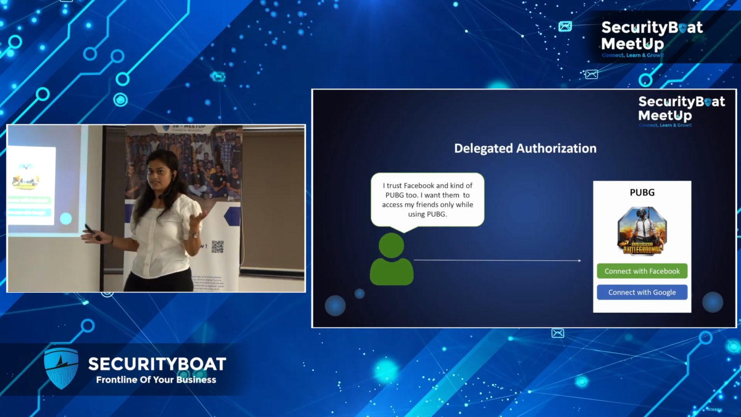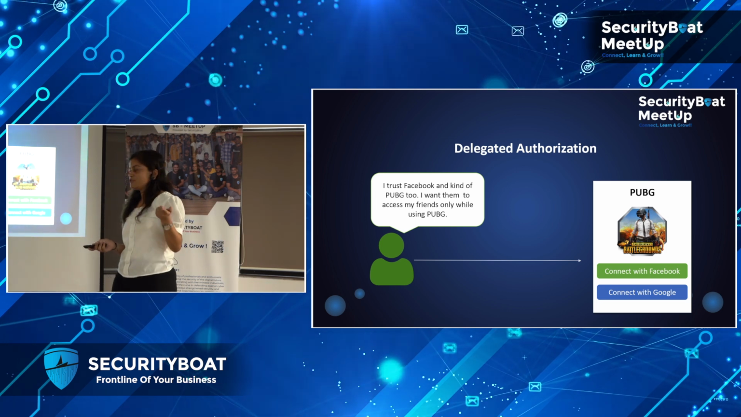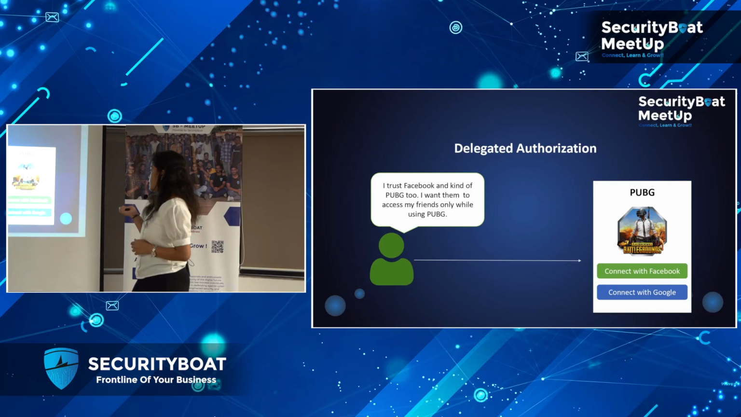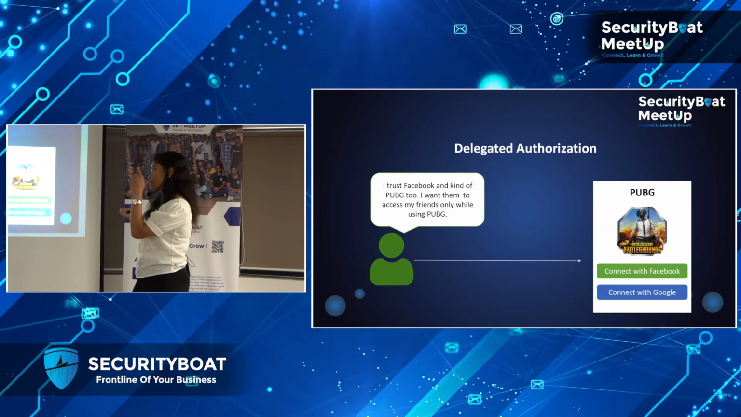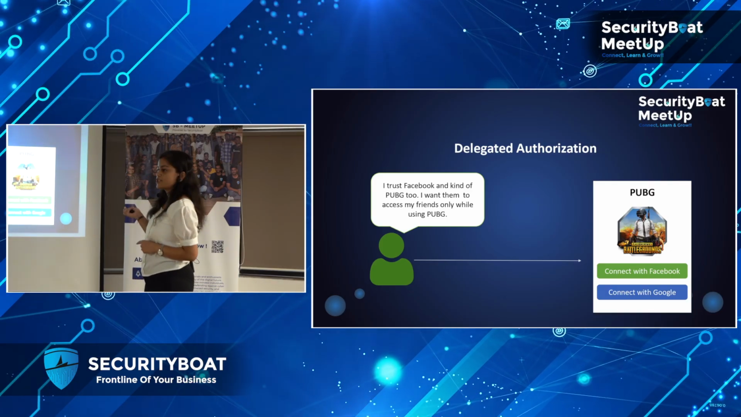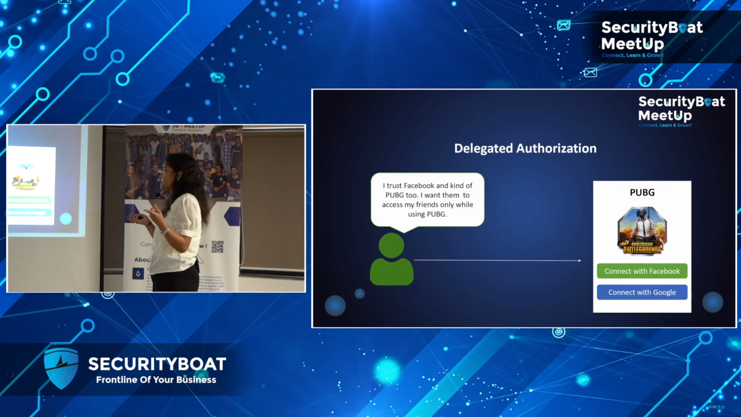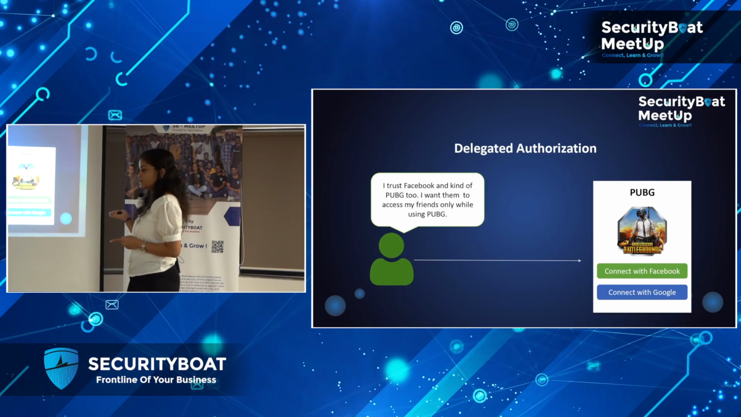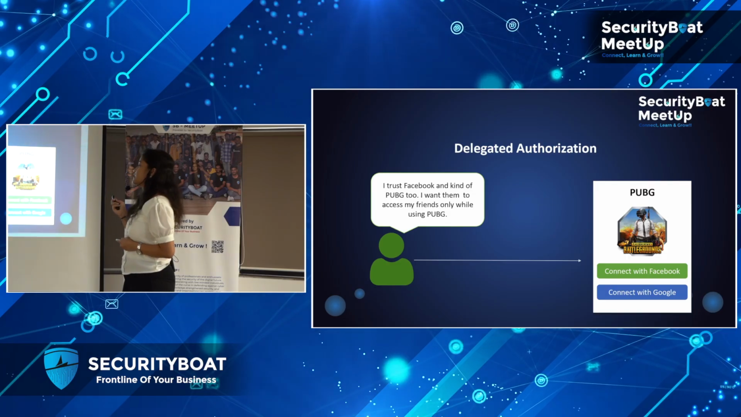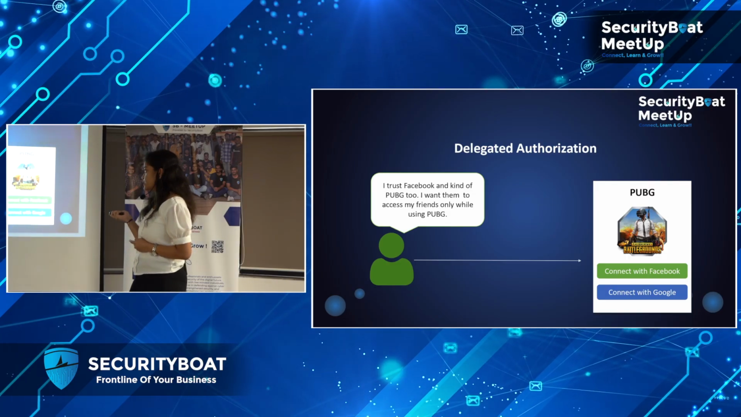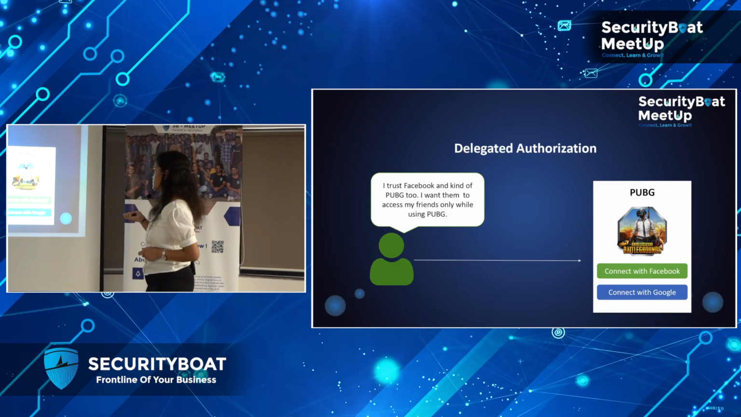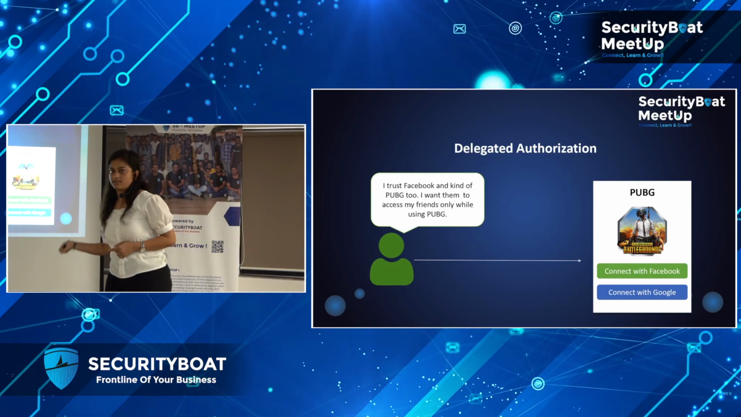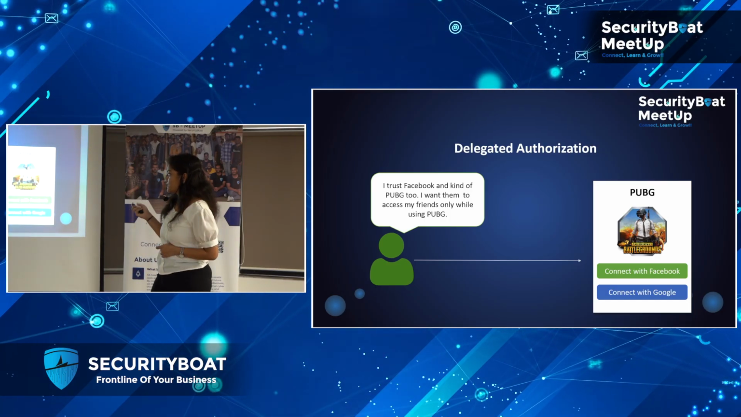In our previous example, we were asking for the Facebook username and password, but what happens in OAuth is that we integrate Facebook, we ask you to connect with Facebook, and we redirect you to the Facebook server. So you are putting your credentials on Facebook only. This way we are not sharing the password directly, we are using an access token to authenticate ourselves in the application, that is PUBG. I hope it is clear to you.